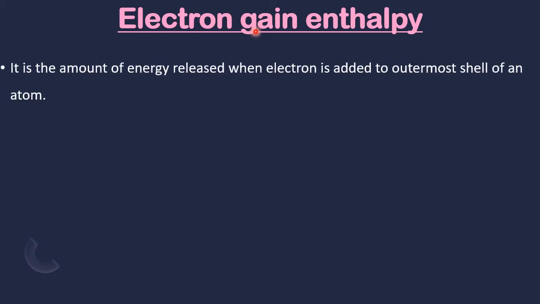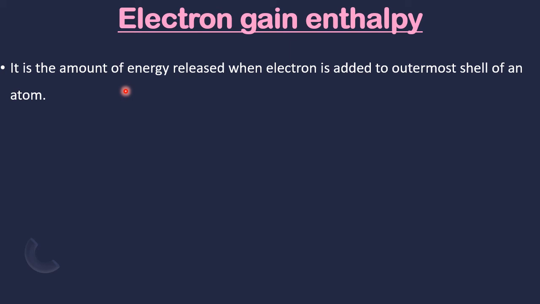It is the amount of energy released when an electron is added to the outermost shell of an atom. See, adding an electron is very difficult. Already there are some electrons in the shell, so if you add an electron to that shell, repulsion starts between the existing electron and the adding electron. That's why energy comes out, that difference energy, repulsion energy. So energy is released when you add the electron, whereas in the case of IE, energy is added. In this case, energy is given out, so delta H is negative here.